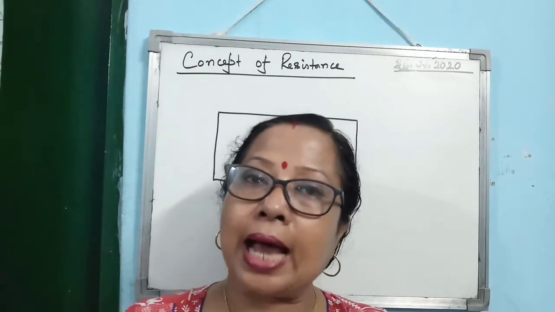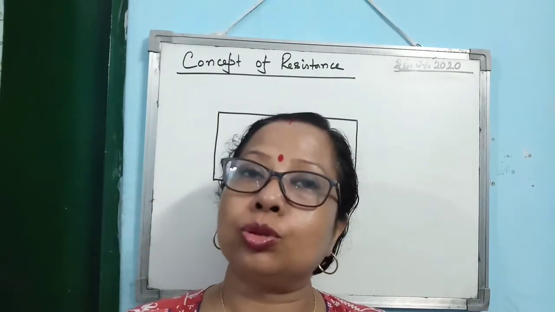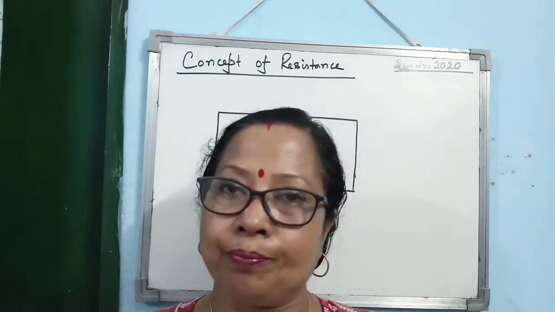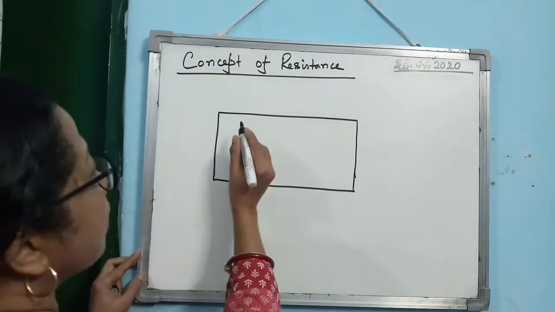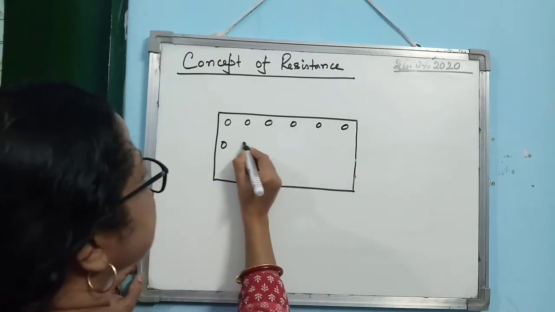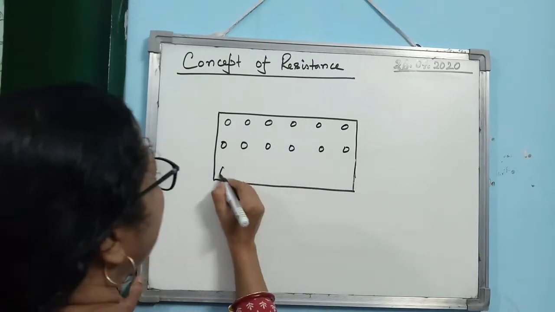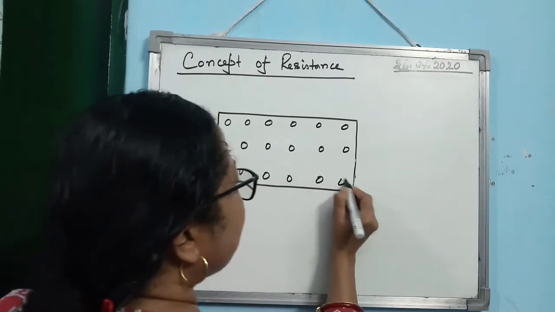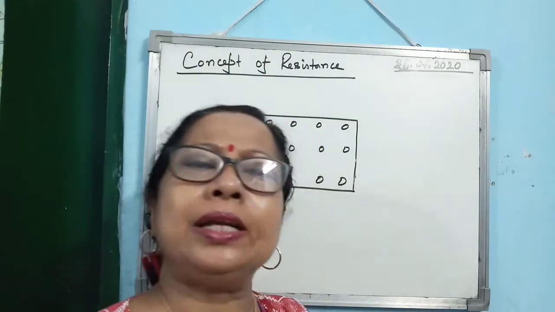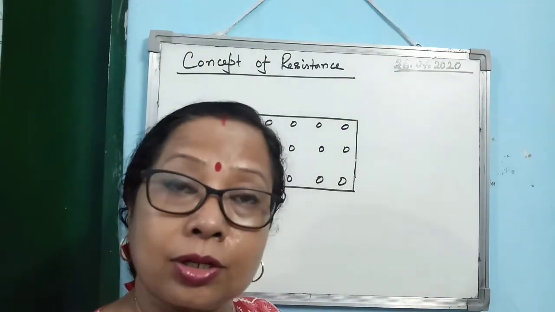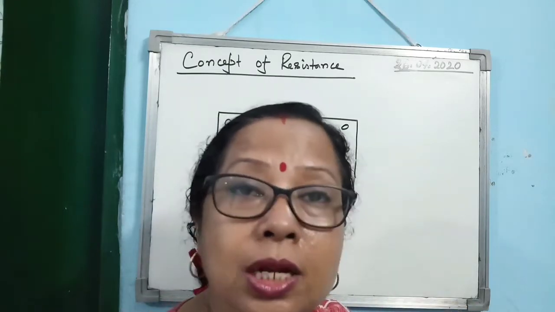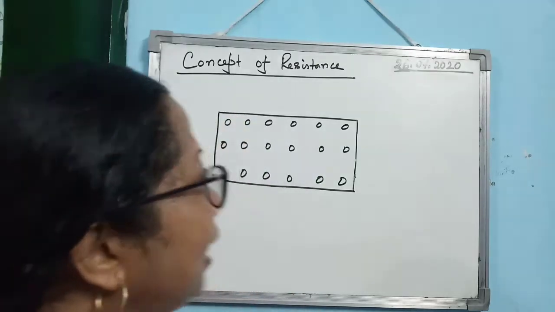From the atom, the outermost valence electrons, those which are loosely bound to the nucleus, they come out from the atom. So you see, if you consider any piece of conductor, conductors have atoms like this. Now from every atom, one electron or maybe two electrons, the outermost electrons which are loosely bound to the nucleus, will come out.